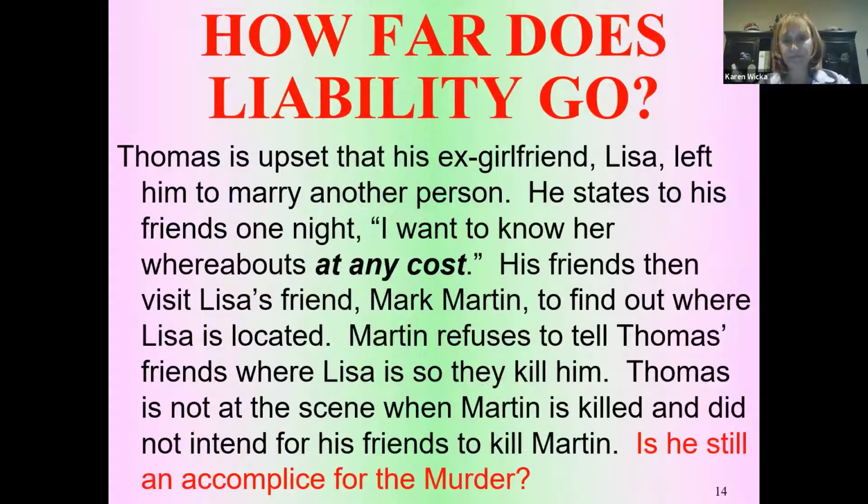Now, what about this? Thomas is upset that his girlfriend Lisa left him to marry another person. He states to his friends one night, "I want to know her whereabouts at any cost." His friends then visit Lisa's friend, Martin, to find out where Lisa is located. Martin refuses to tell Thomas's friends where Lisa is, so they kill him. Thomas is not at the scene when Martin is killed and did not intend for his friends to kill Martin. Is he an accomplice for the murder?